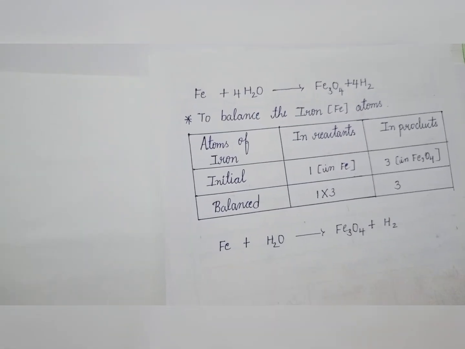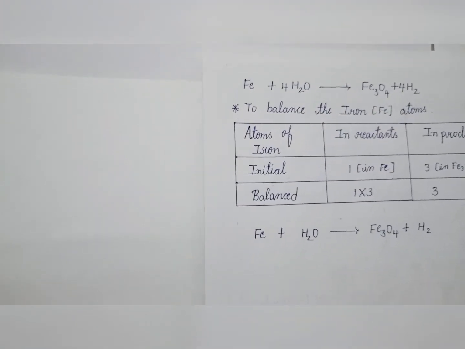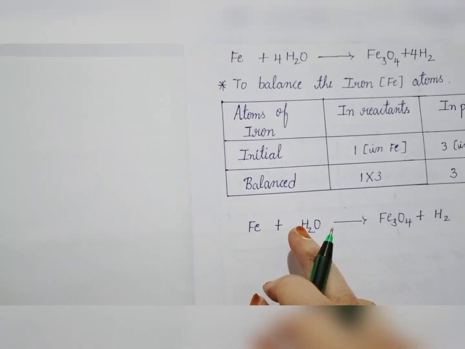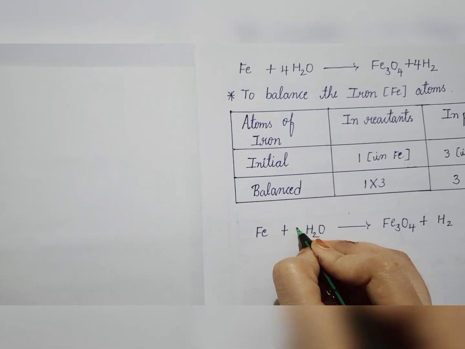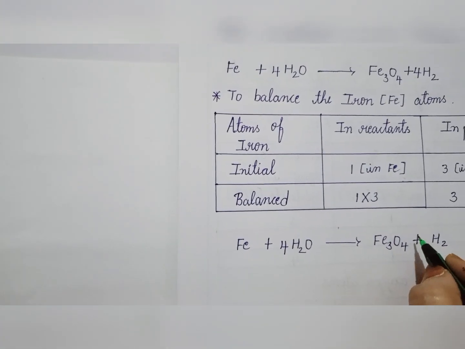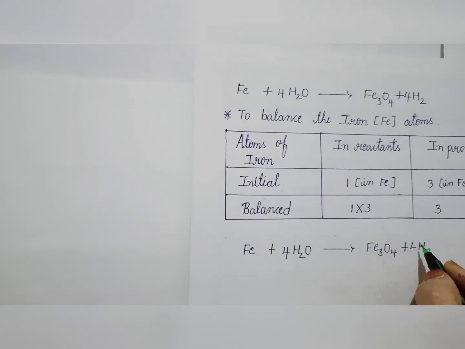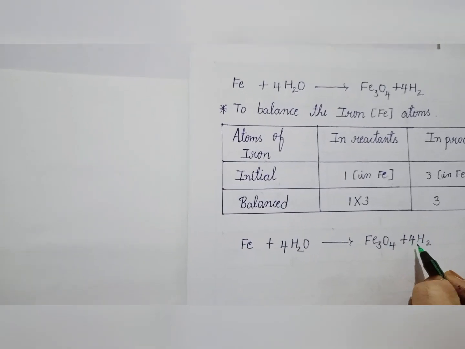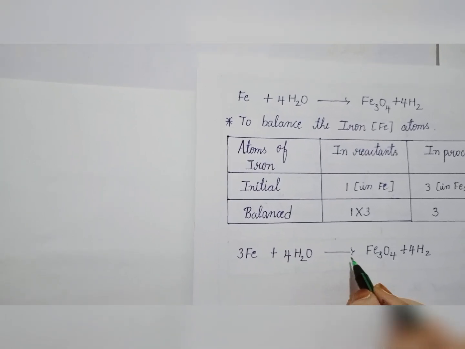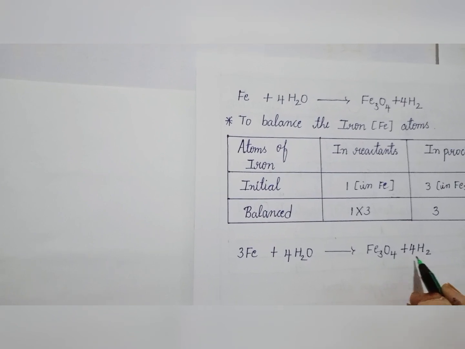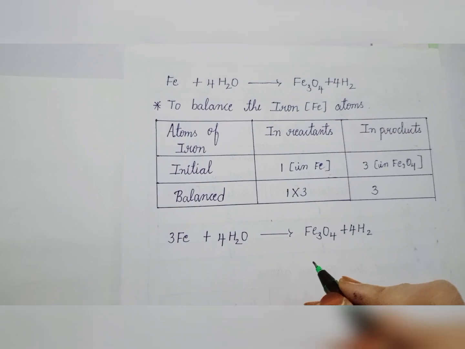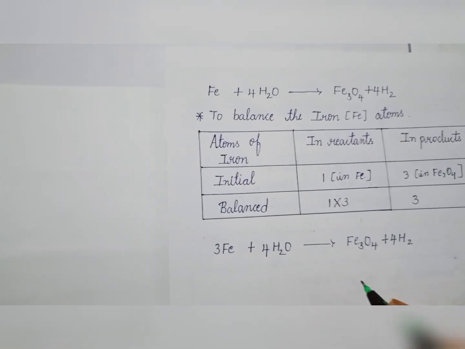Now the final equation after equalizing the iron atoms becomes 3Fe plus 4H2O gives Fe3O4 plus 4H2. In this way, we have to balance the equations.